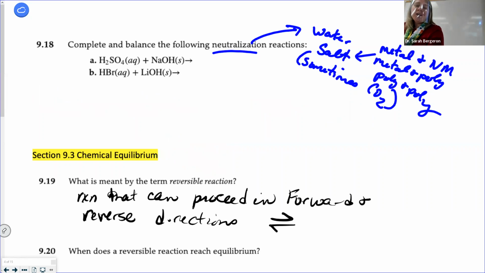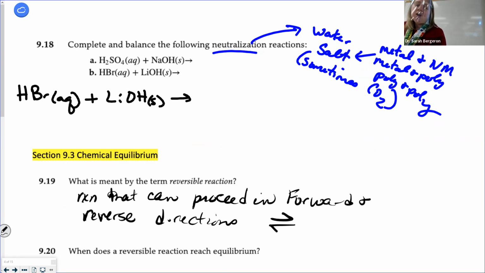So are we going to make carbon dioxide with our next one? No, because we don't have any carbon. Okay, this is a neutralization reaction. So I know I'm going to make water. Where does the water come from? H, 2 hydrogens and an oxygen, H2O. So I'm going to make H2O.